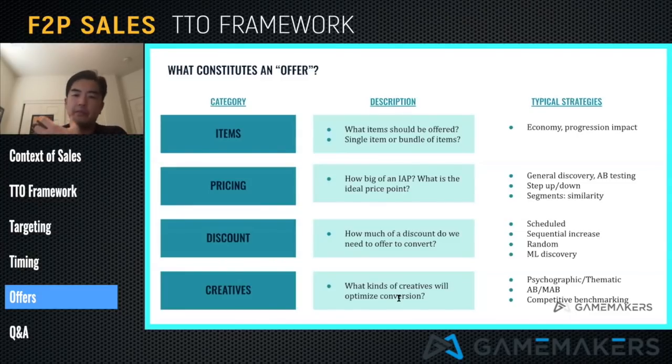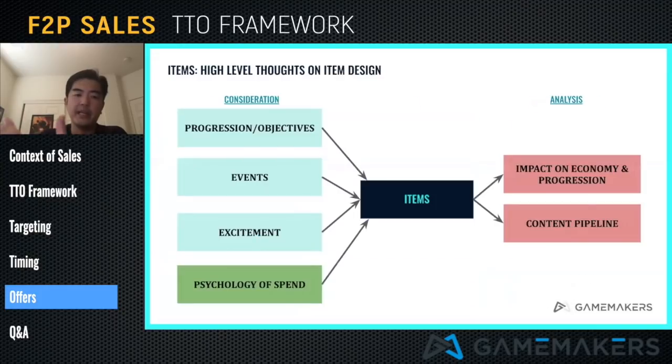And so not having the time to go in depth in all of this, what I want to do is just give you guys some of the key considerations to be thinking about when you think about each of these components. And so for the items themselves, some of the things that you should be thinking about is first in terms of the progression and objectives, right? And so you want to offer items that will allow players to progress more or achieve objectives in their games.